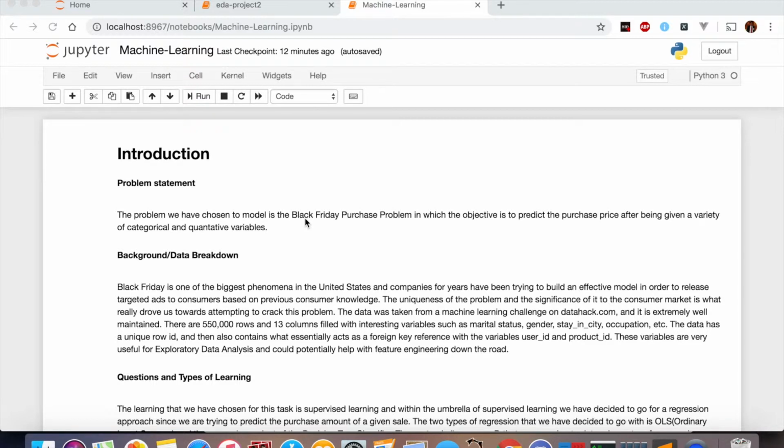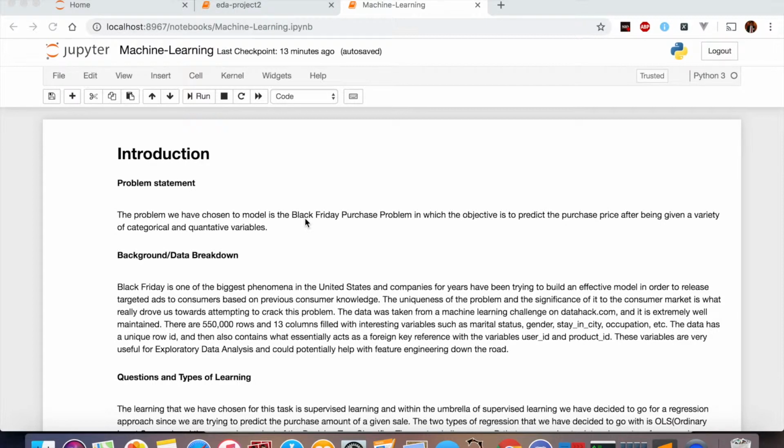And obviously, as I'm sure you know, customers in droves flock to a variety of stores in order to buy products that are severely discounted. So the uniqueness of this problem and the significance of it to the consumer market is what really drove us towards attempting to crack this problem.